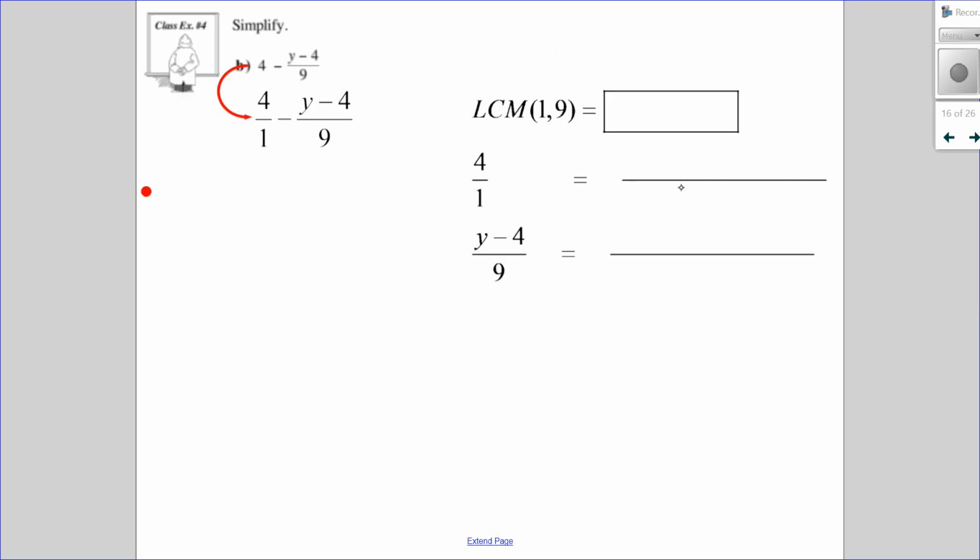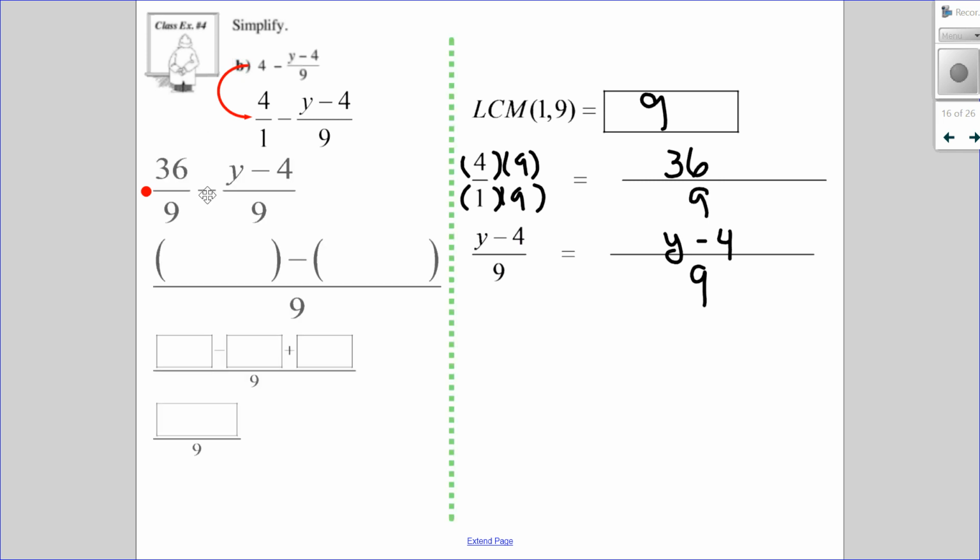Okay, let's try this one here using that same trick I showed you. 4 becomes 4 over 1. So lowest common multiple between 1 and 9 is 9. So I'm going to change each to be a denominator of 9. Well, the second one's already 9, so I leave it alone. So here, 1 times 9 is 9. So to be fair, I multiply the numerator, and I get 36 over 9.